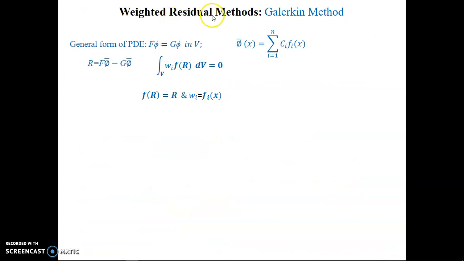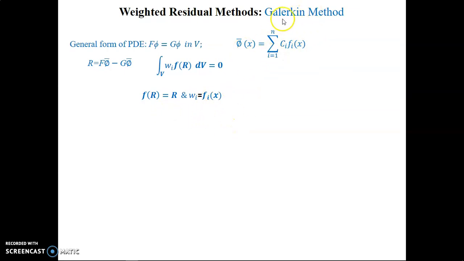The next method is the weighted residual method using the Galerkin approach. Here again we will have the same type of partial differential equation, the same approximated solution, and the same residue. The only difference occurs between the weighted residue and R. Again, this function of the residue will be the residue itself. However, the weights will differ, as in the case of the subdomain collocation method. Now we will be using the trial functions of the approximated field variable as the weights.